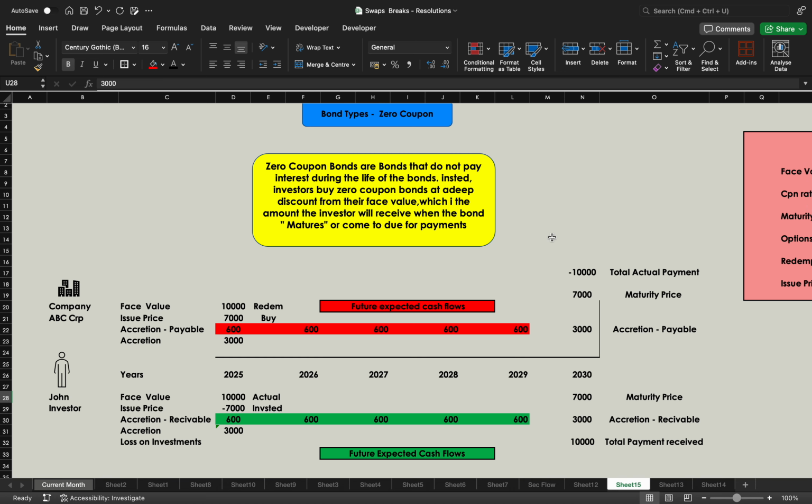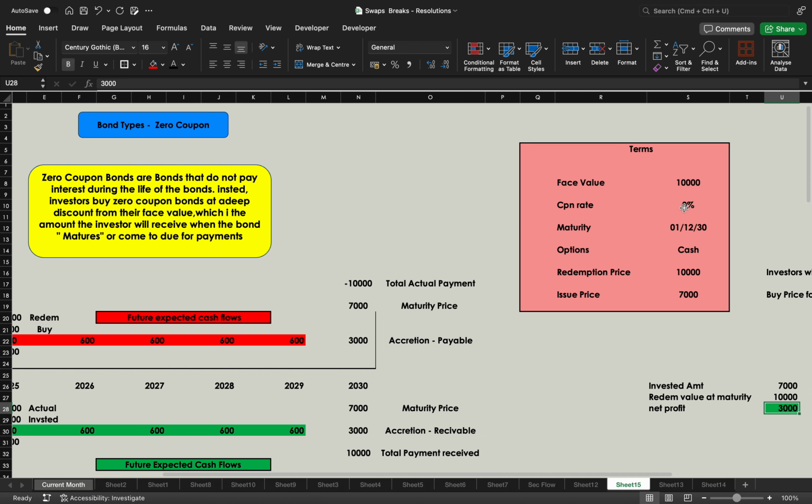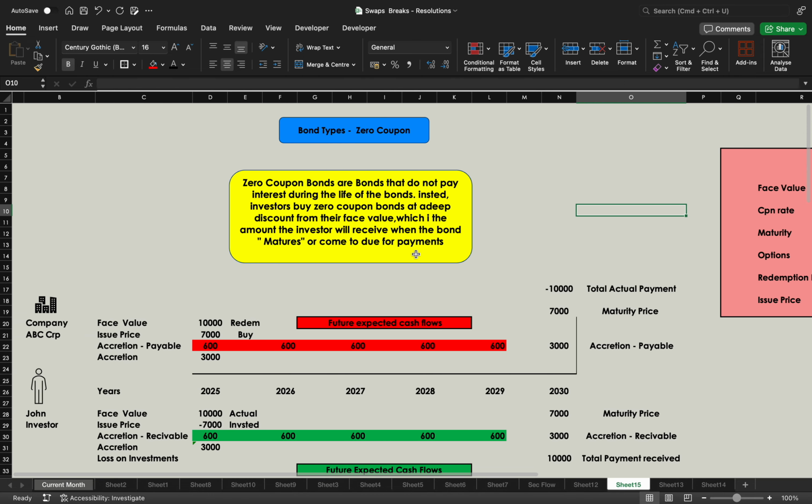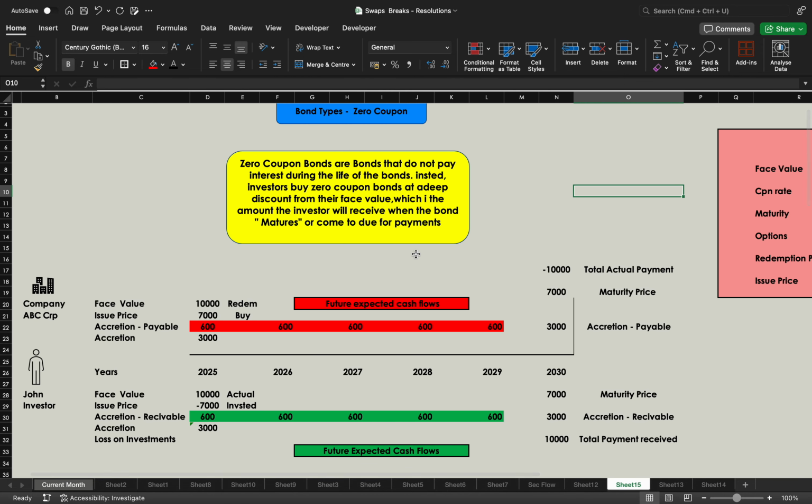When we say zero coupon bond, of course there is no coupon rate, but again, without benefit, without interest payment, no one will invest. Investors always expect something on investment. That something on investment we can treat as a discount, which is accretion on investment. So I hope now you got what a zero coupon bond is and how the zero coupon bond flow looks in the system.